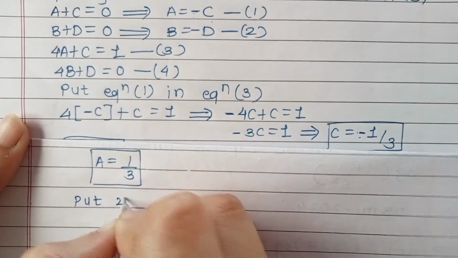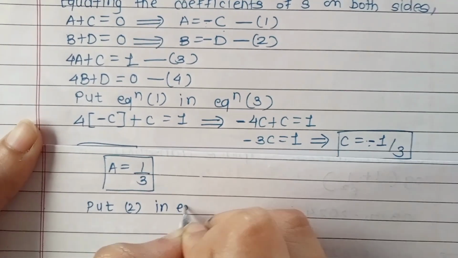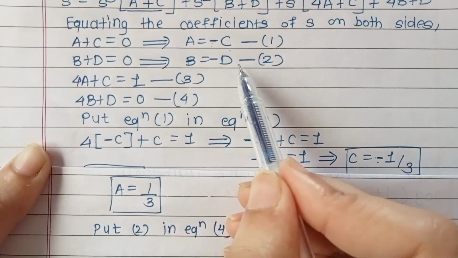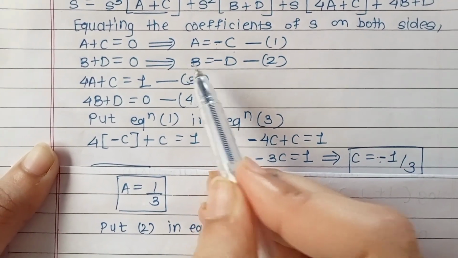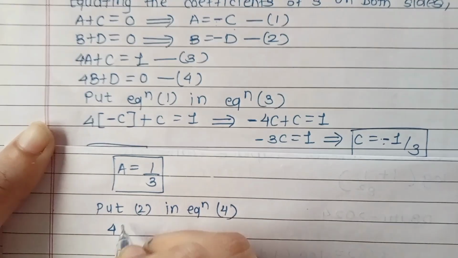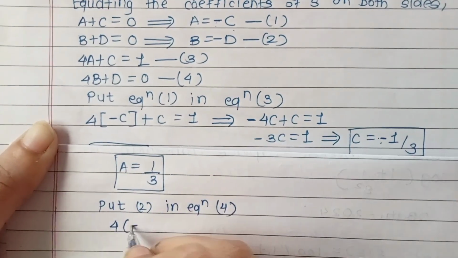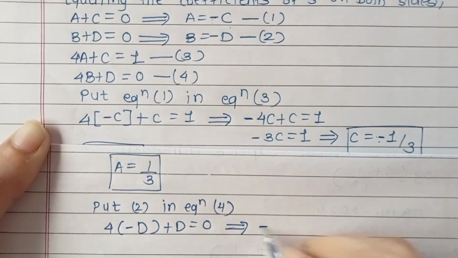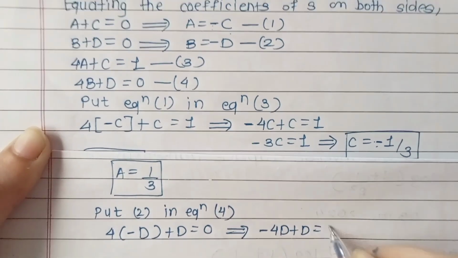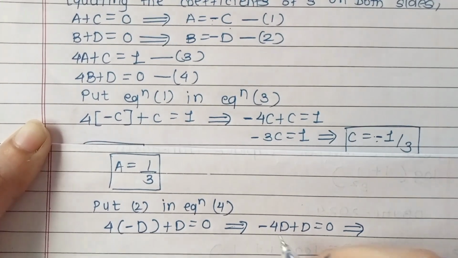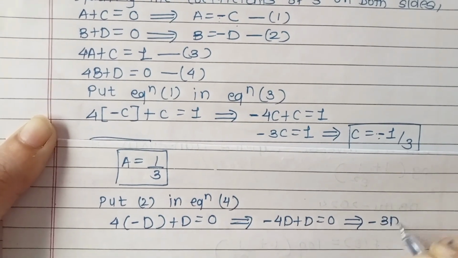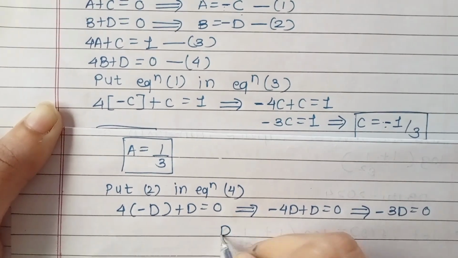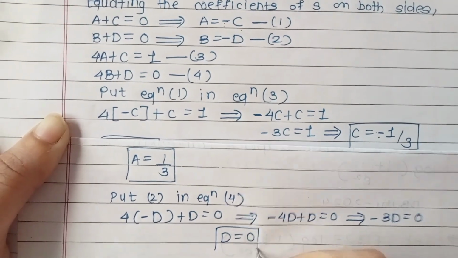Now put equation 2 in equation 4. What is our equation 2? b is equal to minus d. Put this value of b in equation 4. We will get 4 times minus d plus d is equal to 0. We can write it as minus 4d plus d is equal to 0. We'll get minus 3d is equal to 0. Zero divided by anything is 0 itself. So the value of d we got is 0.